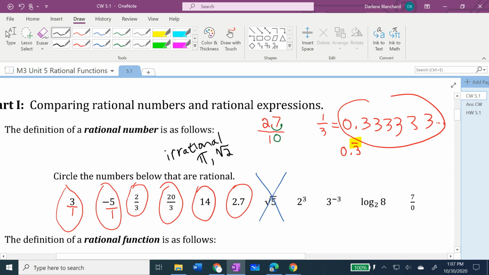Now, for 2 to the third power, can you simplify that? Two to the third power is what number? It's the number 8. And 8 is an integer. That means that this is a rational number because it can be written as 8 divided by 1.